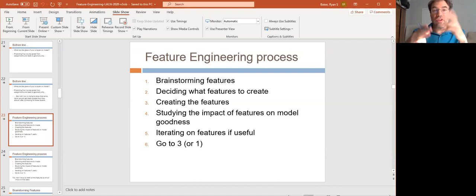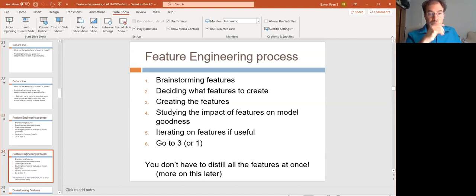Four, we study the impact of the features on our model. Five, we iterate on the features if useful. We go back to creating more features, or sometimes we say, oh my gosh, what we've got is terrible. Let's go back and brainstorm more features. So one key point is you don't have to distill all the features at once.